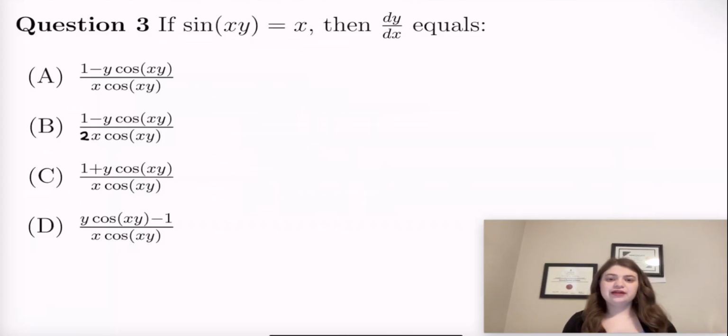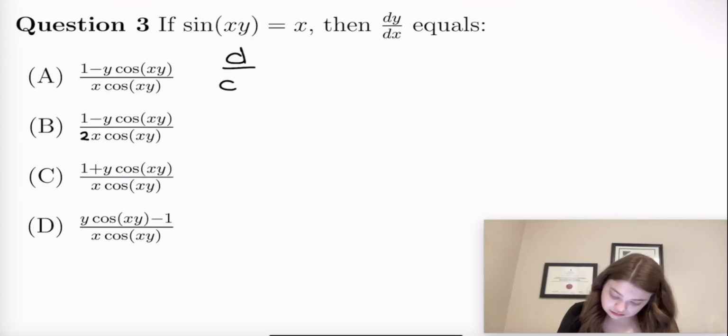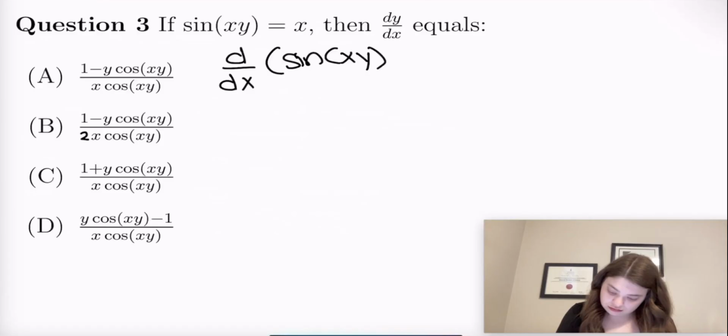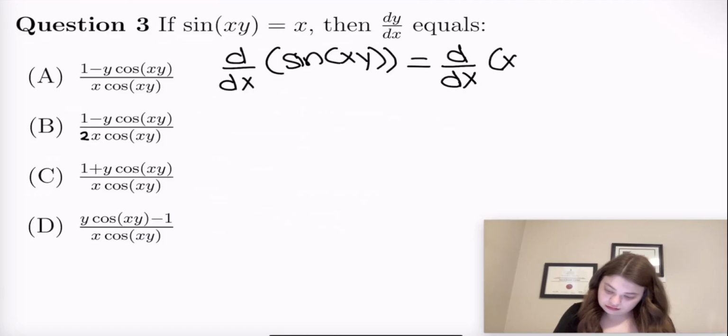All right, let's try a third example, this time with trig. So here they would like us once again to find dy over dx. So first thing we're going to do is implicitly differentiate. We'll differentiate both sides with respect to x. So let's do that. Like that.